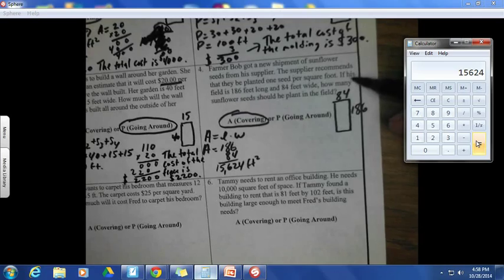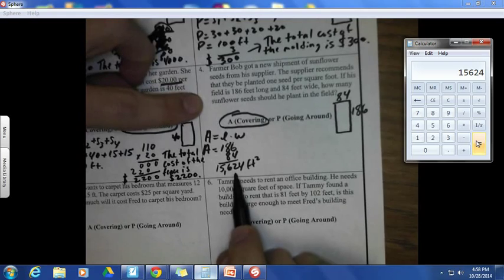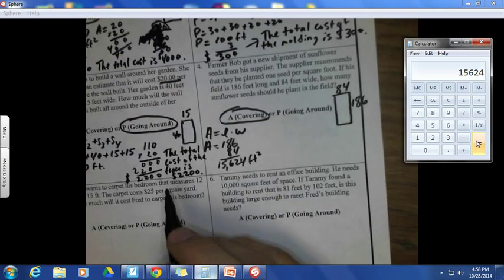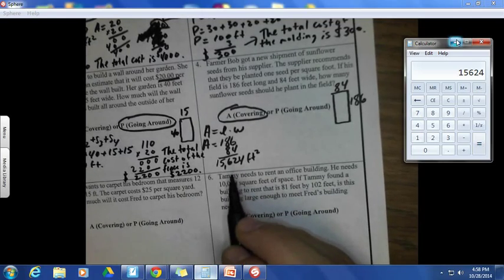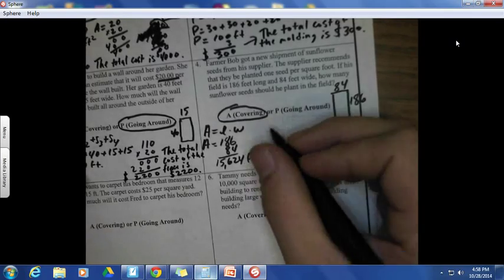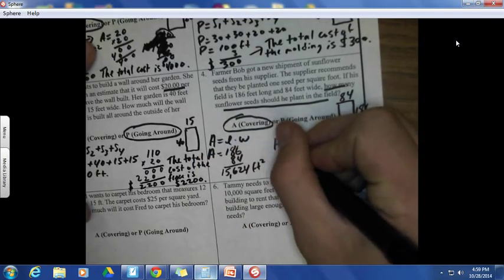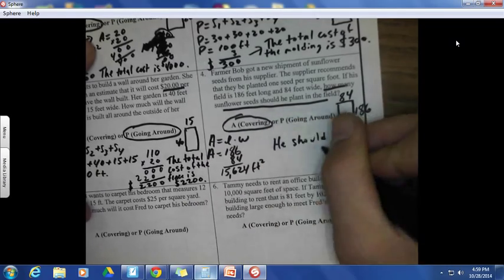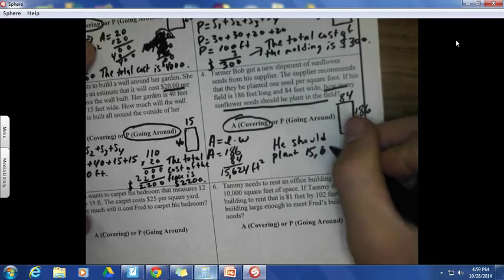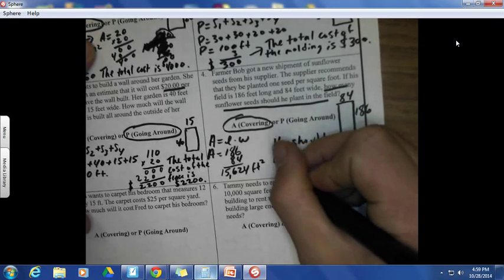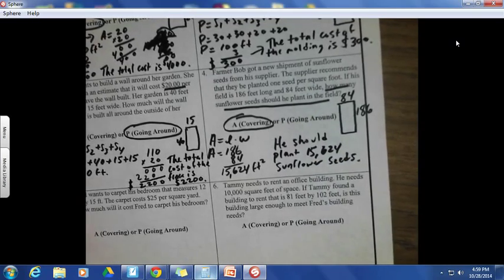Supplier recommends they be planted 1 seed per square foot. If this field is that big, how many sunflower seeds does he need to plant? Well, if he plants 1 for every square foot, he's going to plant this many, 15,624. So let's restate the question. He should plant 15,624 sunflower seeds. That's a lot of sunflowers. Hope he plans to sell some of those.